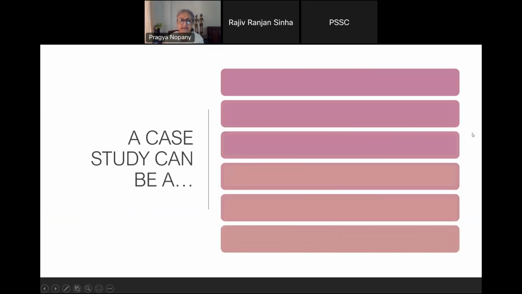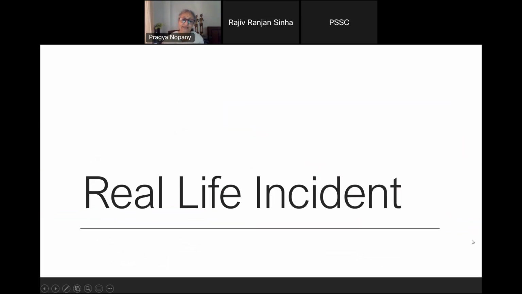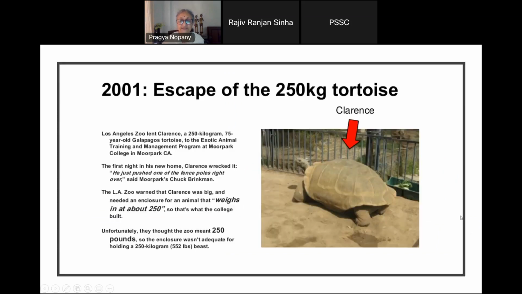So what exactly can a case study be? What kind of scenarios can these be? This can be a real life incident. It can be a dialogue. It could be a story. It could be a report. It could be a cartoon, or it could even be a picture, right? So now let us take them one by one and see how we can bring these scenarios to help us in our goal of critical thinking. So, real life incident.